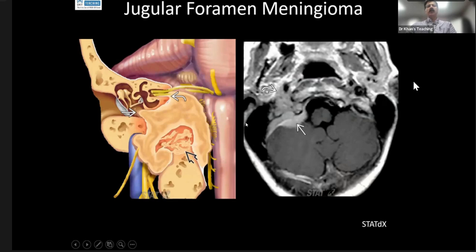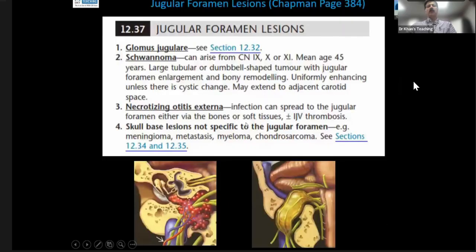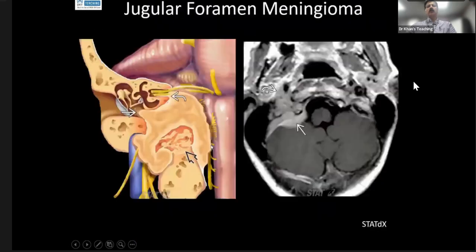So in the differential diagnosis in your book, you see here, skull-based lesion not specific to jugular. For example, meningioma is there. So just to make a point that this is an example from StatDX. You can see this dural enhancement with this expansion here. And these kinds of cases will cause a lot of sclerosis. Classically, the examiners will show you a plain film where there will be sclerosis. And then, when you take it to cross-sectional imaging, it will be a meningioma.